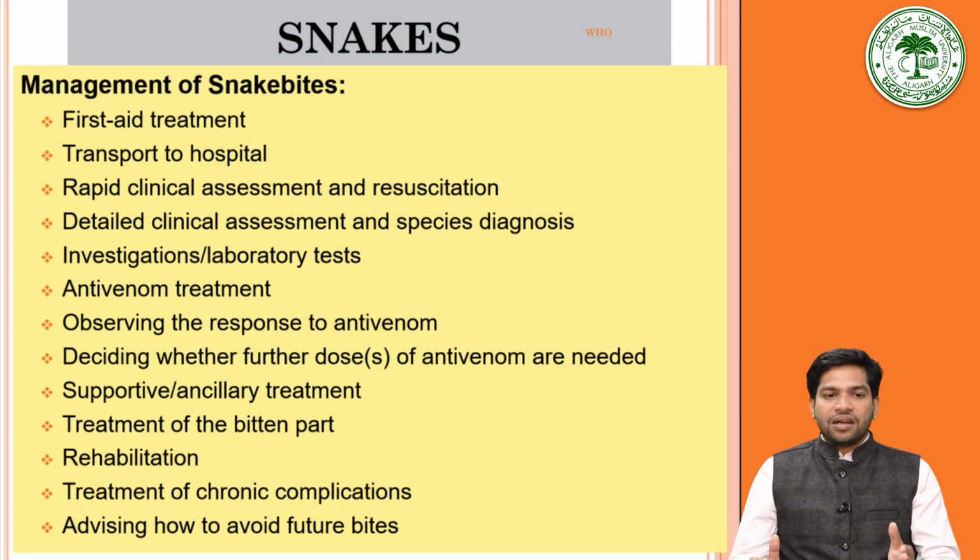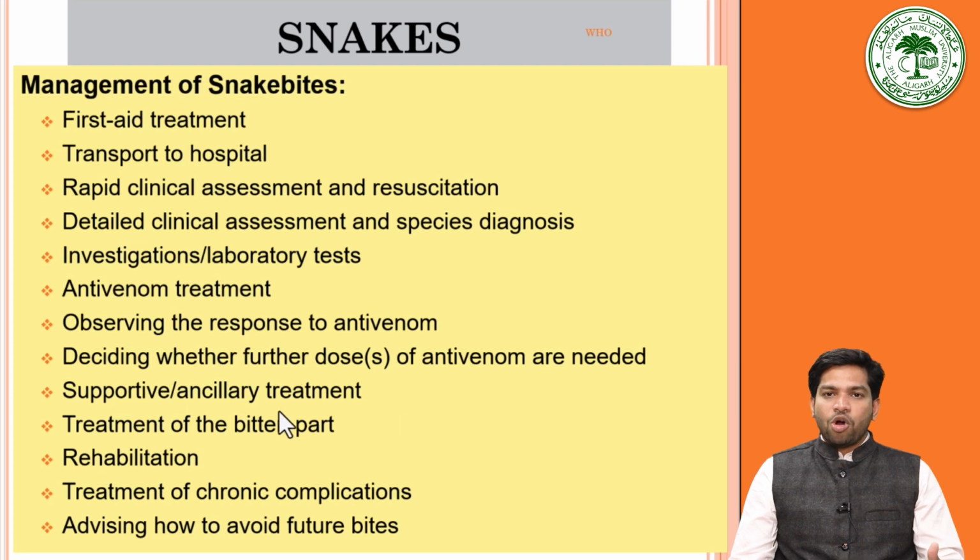Then at the hospital, rapid clinical assessment shall be done and the resuscitative measures shall be undertaken. Detailed clinical assessment and species identification shall be done to make the diagnosis of the envenomation. Then the investigations, the blood tests and the other tests that we already talked about shall be done. Then according to the signs of systemic envenomation, we should give the antivenom treatment. So antivenom is the main crux of the treatment in case of snake bite. Then after giving the antivenom, you should observe the patient for the response and then decide whether to give further doses of antivenom or not.